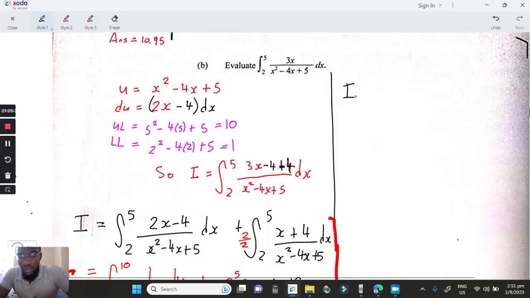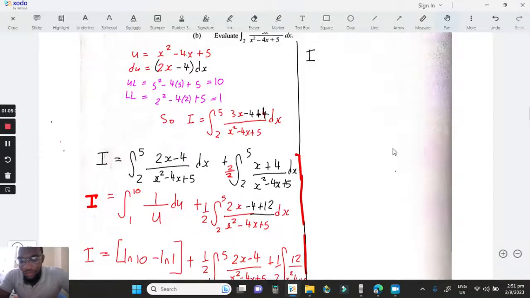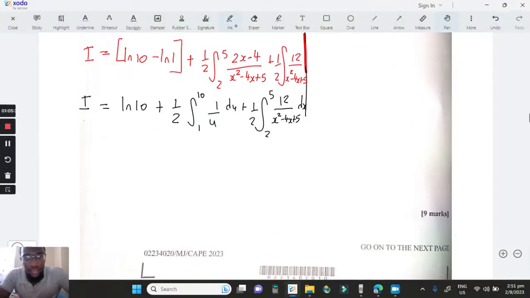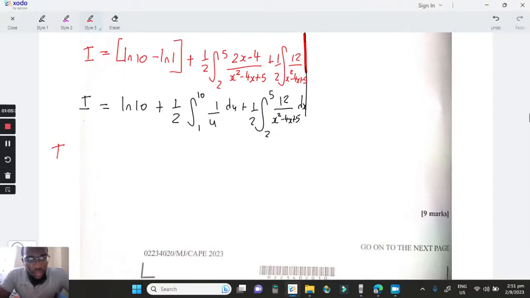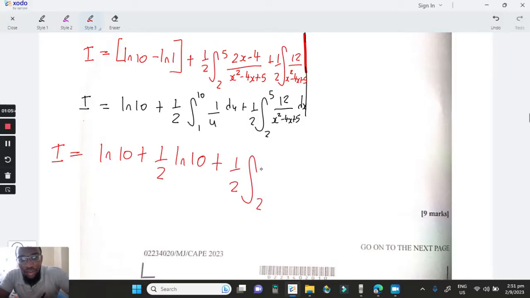So bringing it up here, well, I can still finish down here. So continuing now, we have log 10 plus, this would give us half of log 10. Alright, and then the only thing we're working out now is half the integral from 2 to 5 of 12 over x squared minus 4x plus 5.